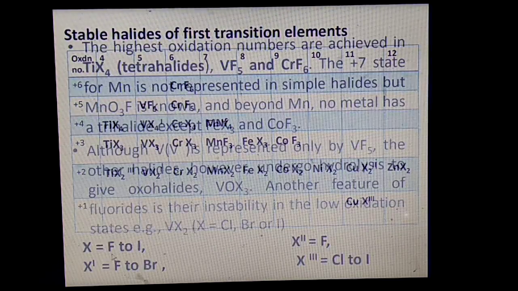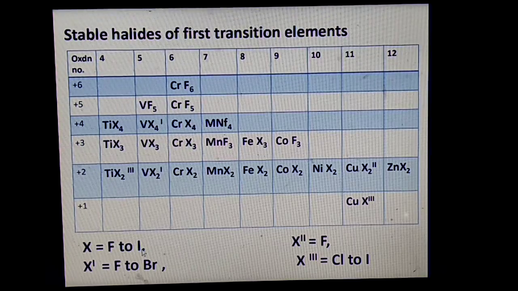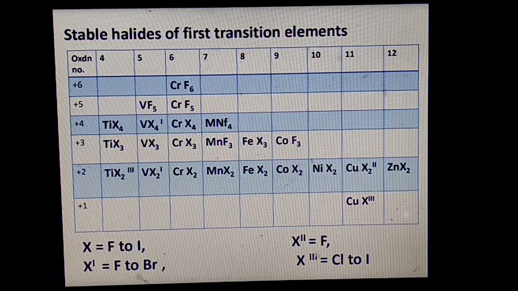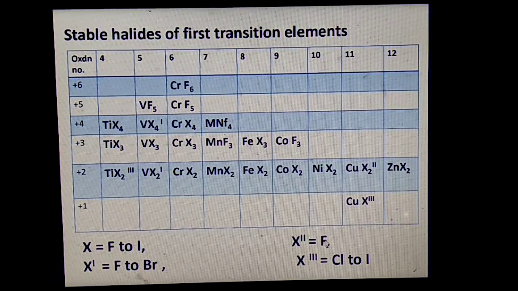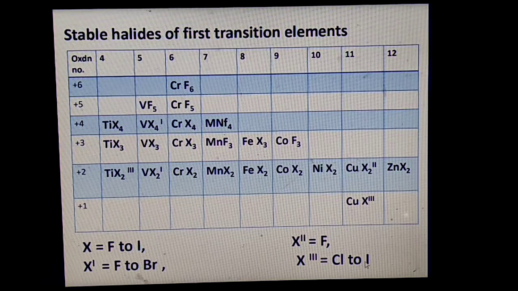What is X? You know the halogen family, fluorine to iodine. X' is fluorine to bromine, X'' is fluorine, and X''' denotes chlorine to iodine, my dear children. So these are the stable halides of the first transition series.